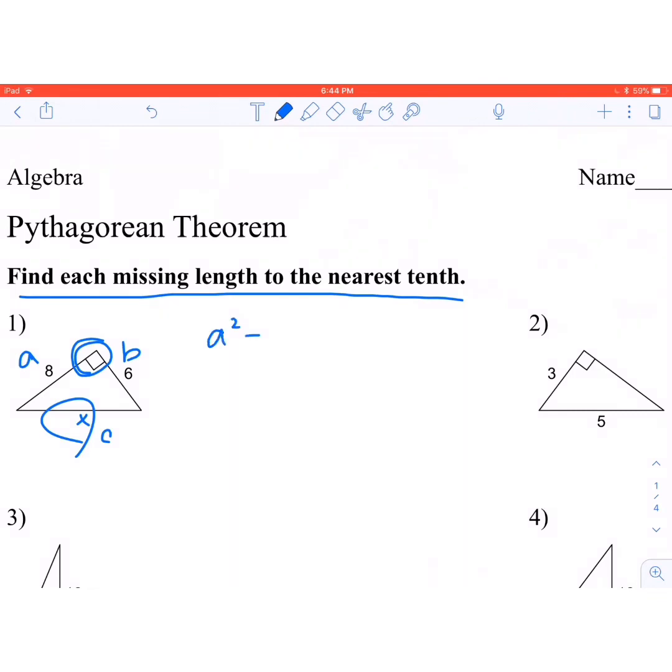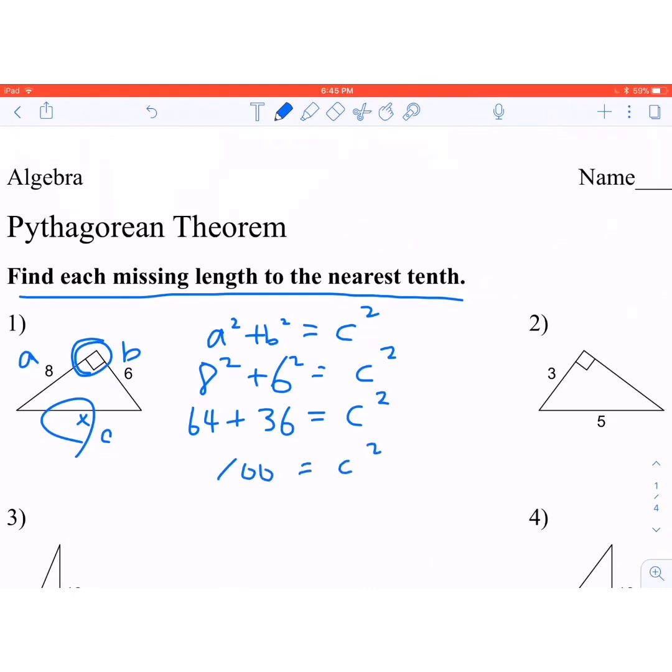So a squared plus b squared is equal to c squared. 8 squared plus 6 squared is equal to c squared. I simply plugged 8 and 6 into the places of a and b. So 64 plus 36 is equal to c squared. Just in case it's confusing, I'm going to say this is 6. So 100 is equal to c squared. Square root both sides, c is equal to 10. So the missing length for number 1 is 10.